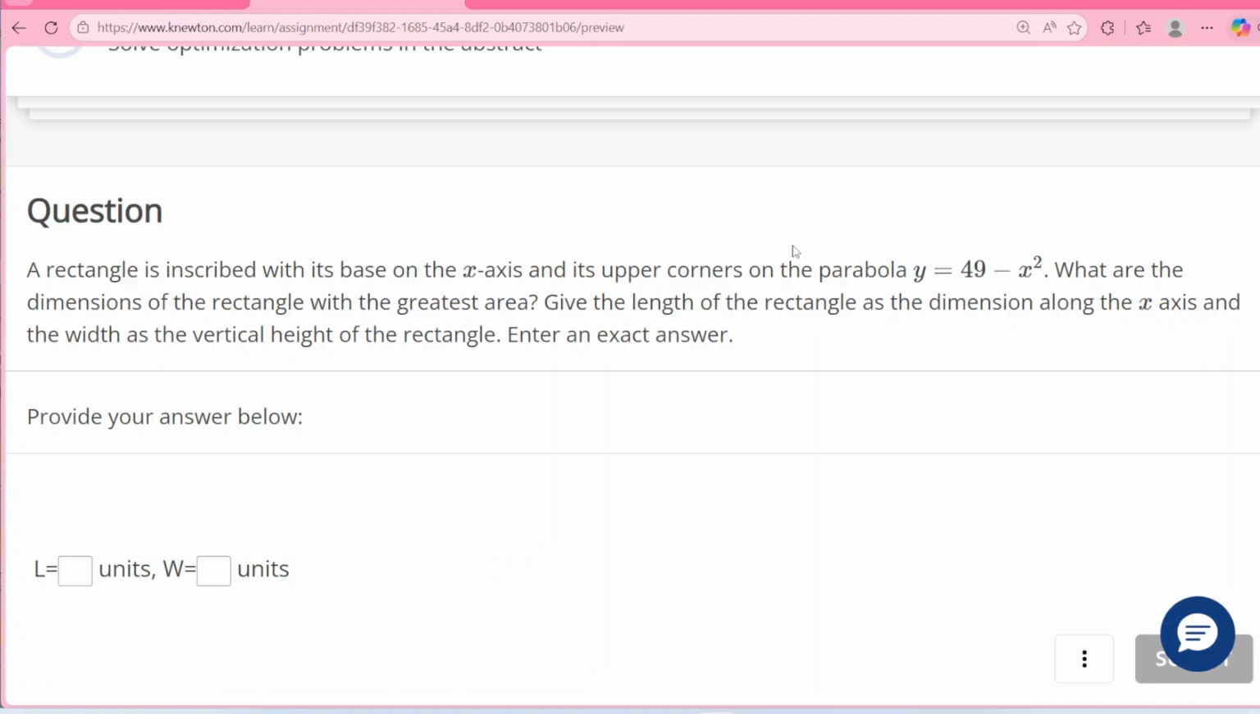So they're just giving us some random scenario, and we got to minimize or maximize something. So here a rectangle is inscribed with its base on the x-axis and its upper corners on the parabola y equals 49 minus x squared. What are the dimensions of the rectangle, the greatest area? And give the length of the rectangle as the dimension on the x-axis and the width as the vertical height of the rectangle. And this is enter an exact answer.